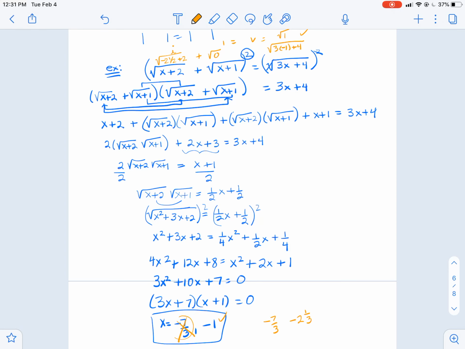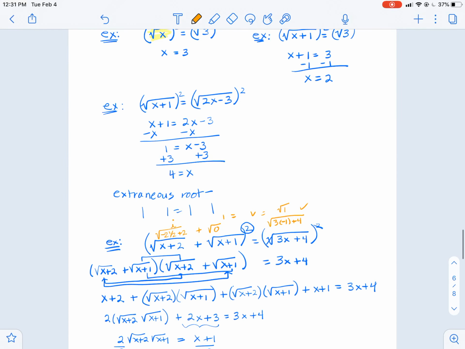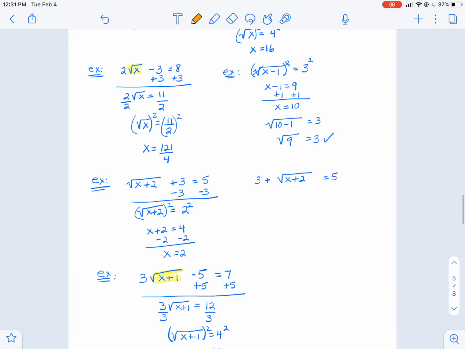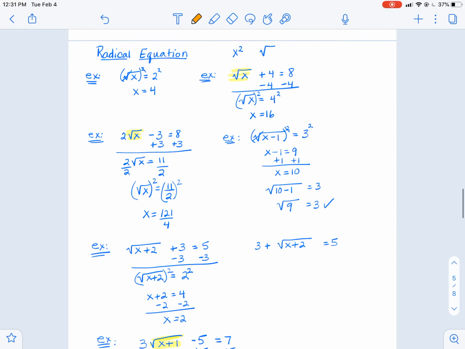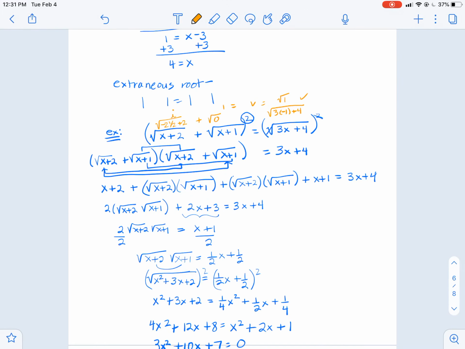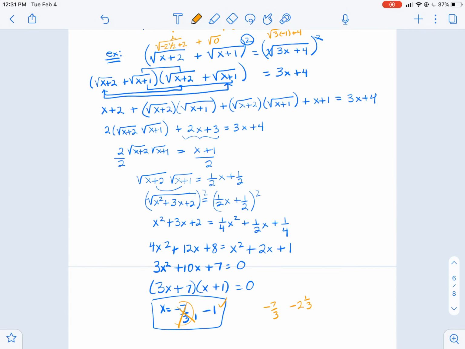Okay, so good luck on doing square roots and solving them. Again, we can go from something obviously very, very simple to something very, very complicated. Again, the key is when you do have a radical on both sides, you must check for an extraneous root.